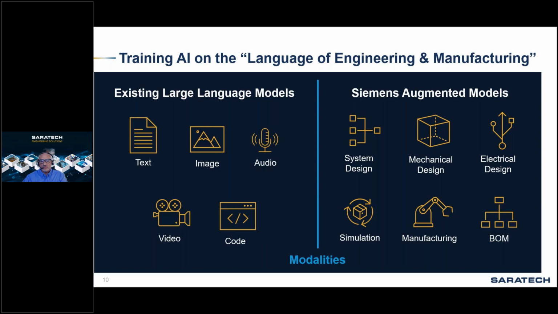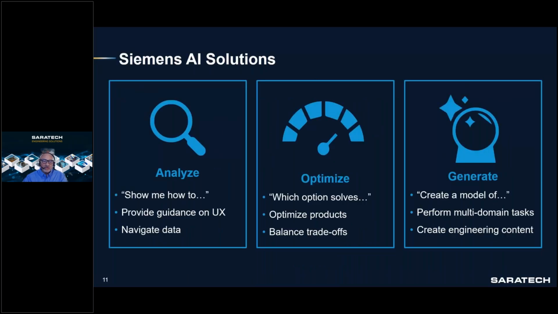That's where Siemens comes in, and Siemens can really expand on leveraging LLMs by working those augmented models into their digital solutions. In short, Siemens has three levels of maturity: analyze, optimize, and generate. Analyze is: help me understand the current state, to be able to make better trade-offs, show me where all the open ECOs are, and then create some new ideas and designs. Those are the capabilities now.